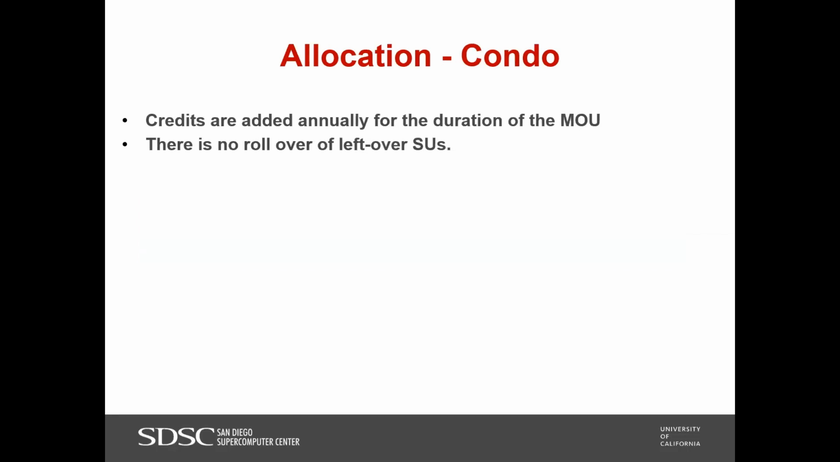Okay, the next, but more complicated, situation is the condo. As we already know, the condo credits are added manually for the duration of the MOU, and there is still no rollover of leftover SUs. That means your SUs in your condo allocation cannot be rolled over to the next year. But there are several significant changes under TSCC2 now.